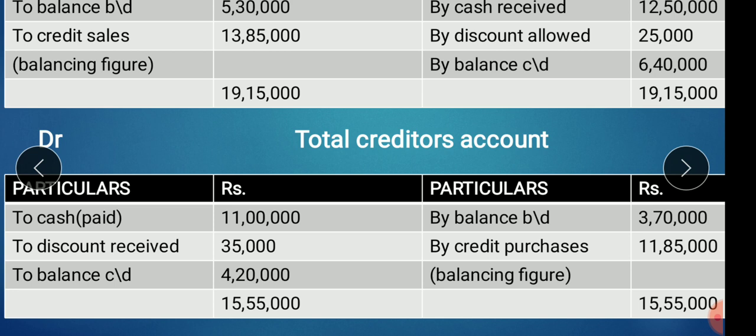Highest value 15,55,000 minus lowest value 3,70,000. We get the result 11,85,000. This value is known as credit purchase.